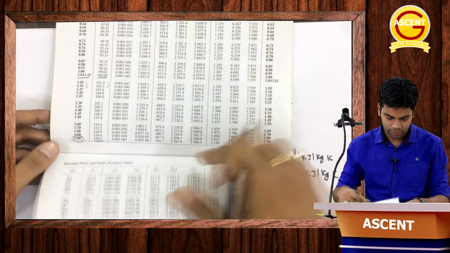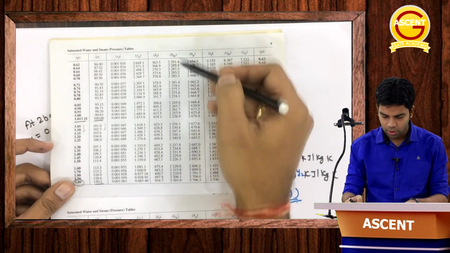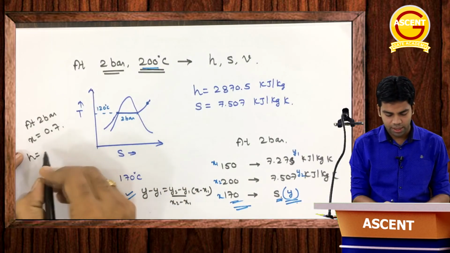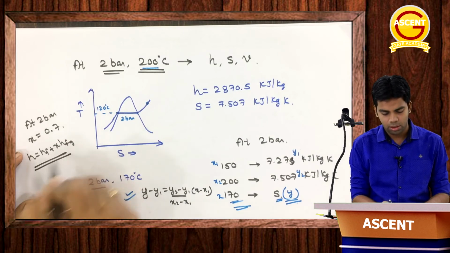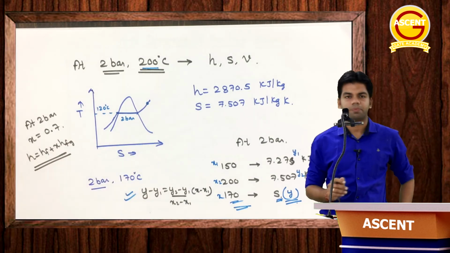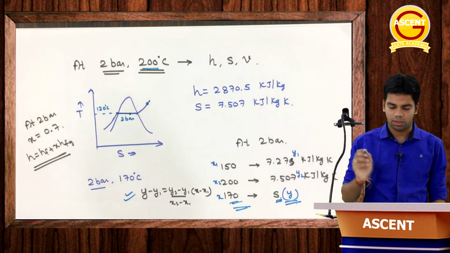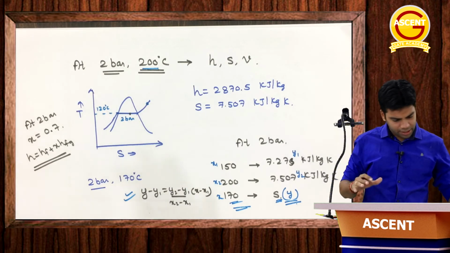Same thing. At 2 bar you have the value of HF, you have HFG, and you know that H of wet steam is HF plus X HFG. So from here you can determine the properties of this wet steam. Getting this or not? Wet steam obviously will be somewhere here, in this particular region. Clear or not?